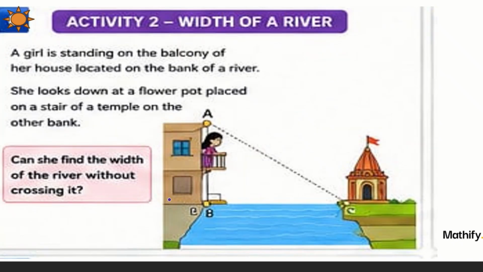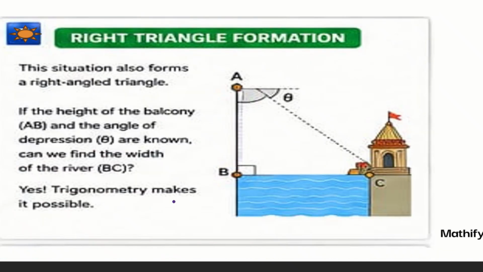Now Activity 2, width of a river. A girl is standing on the balcony of a house located on the bank of a river. You can see here, she looks down at a flower pot placed on a stair of a temple on the other bank. You can see these are the stairs. There is a flower pot on the stairs of the temple. Now, can she find the width of the river without crossing it? Can she find this width?